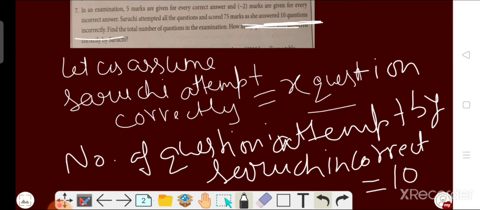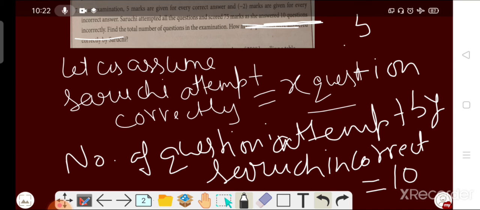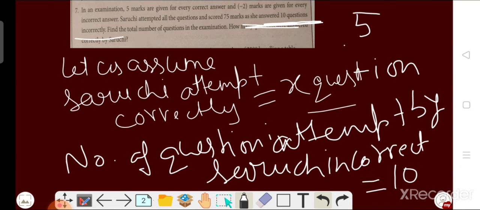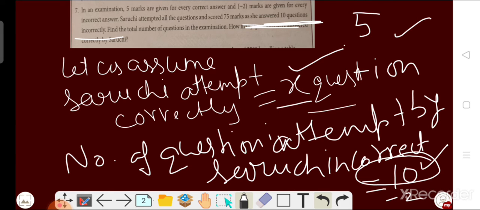So in the question, what is given, beta? We will get 5 marks for x questions, and we will get -2 marks for each incorrect question. Okay. So how will we calculate the total marks? By multiplying 5 to x and adding the multiplication of 10 to -2. Okay. Clear?